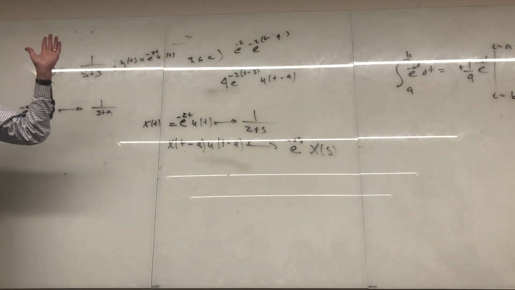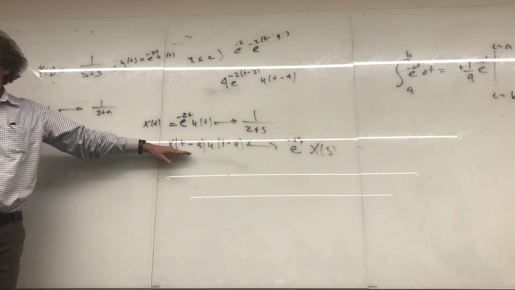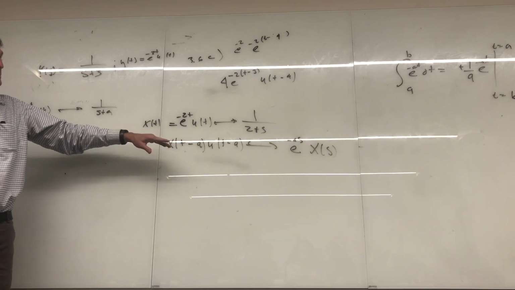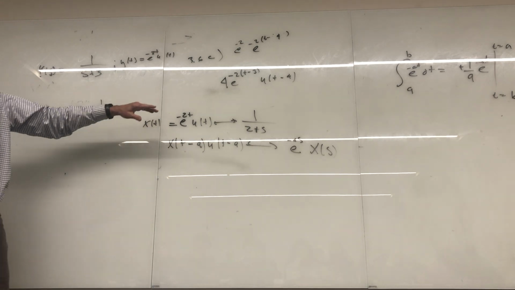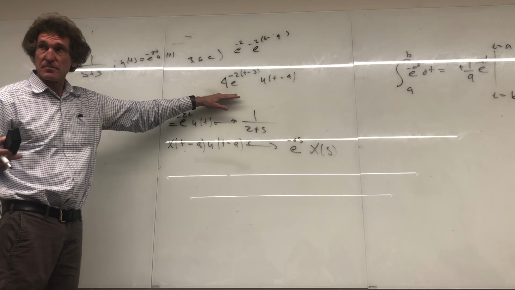How many see what I'm doing? This is a standard property you have to know. Do you remember doing this proof right here? So now let's look at what I'm up to. Well, I want the transform of this.